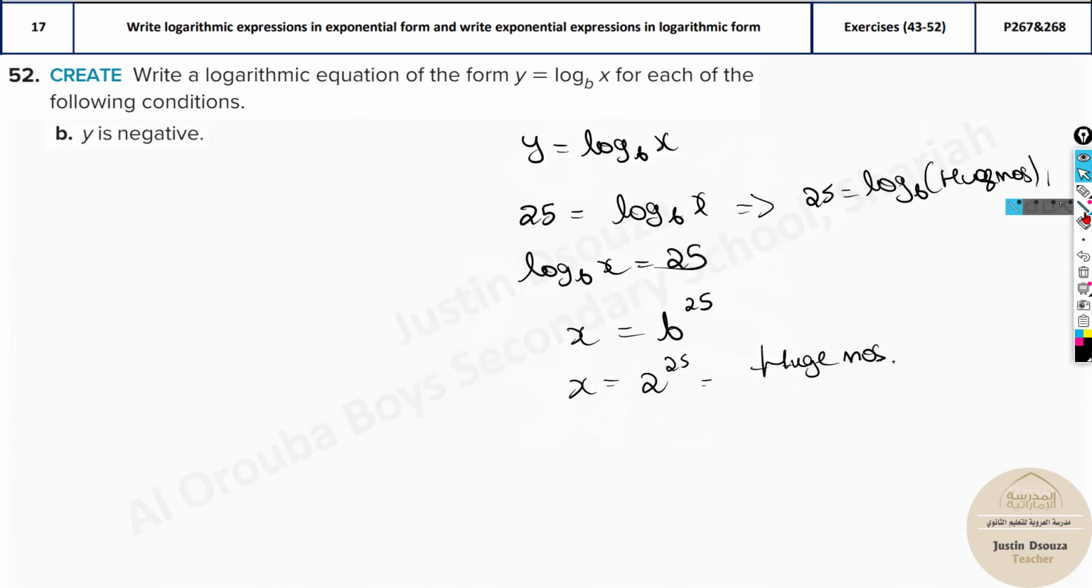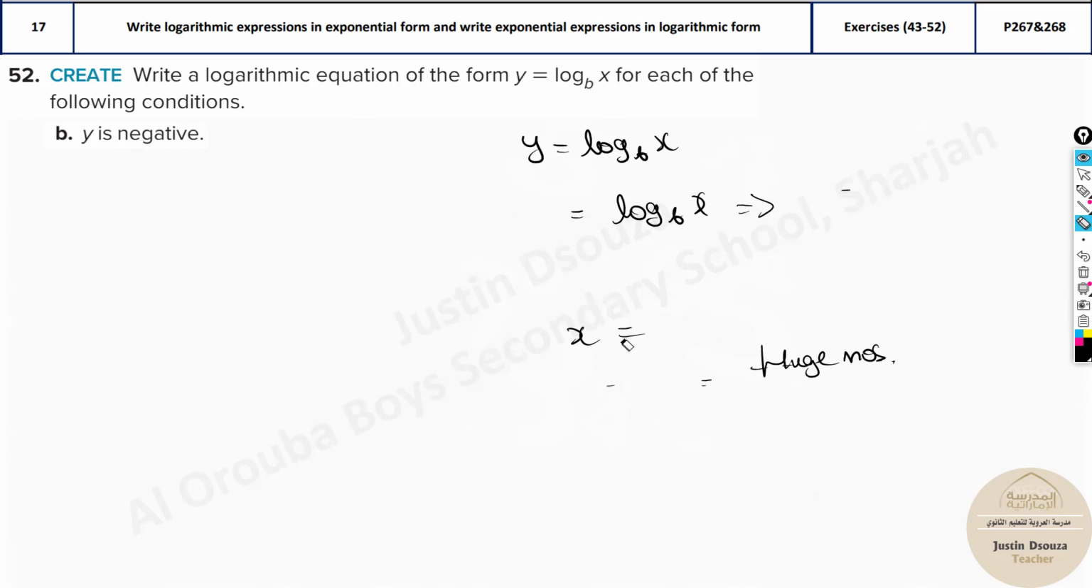Okay, y is negative. Same thing, same question, just y is negative. So here, y is not given as 25, so don't consider it to be 25. 25 is such a huge number, right? Let's take a small number. The base can't be 1, but still let's take a bigger number like 2. Let's start with 2. Now then, what do you do? You can just take this to the other side. b to the power 2 is equal to x.